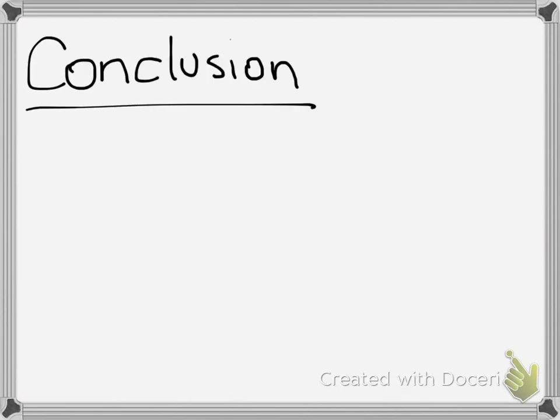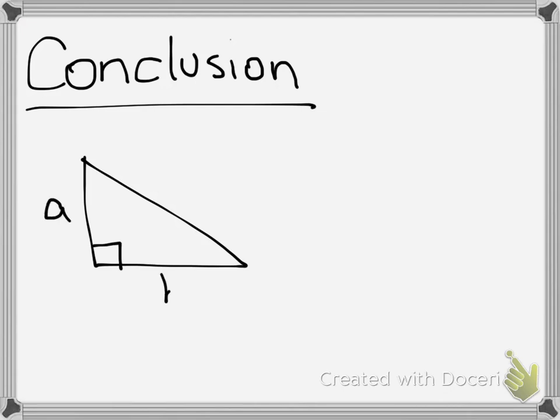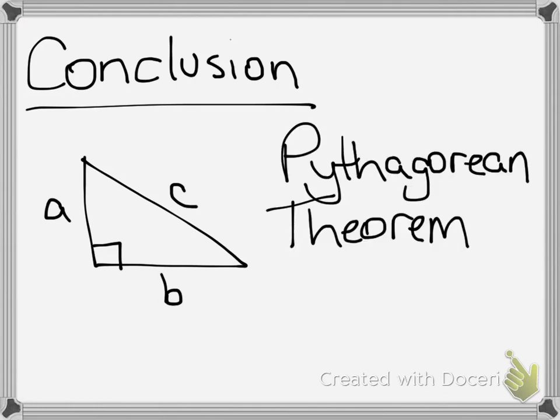So in conclusion, what we've talked about is when we have a right triangle, we can label our sides as A, B, and C and use the Pythagorean theorem to find any missing side lengths, and then use all of the side lengths to find our trigonometric function value.